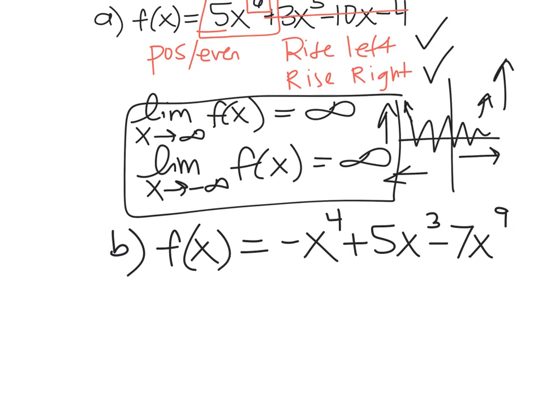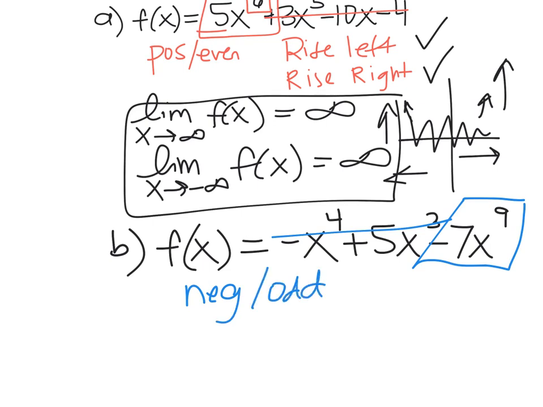Tricky. I didn't write this in standard form because I don't have to. What you're going to do is look at what should be the leading coefficient and the leading term. In this case, it should be this one right here, and we should ignore the rest. So you're looking at negative 7x to the 9th. This one has a negative leading coefficient, and it has an odd degree.